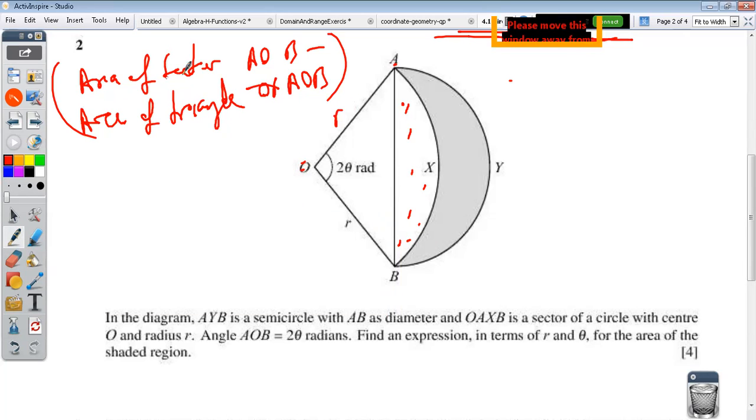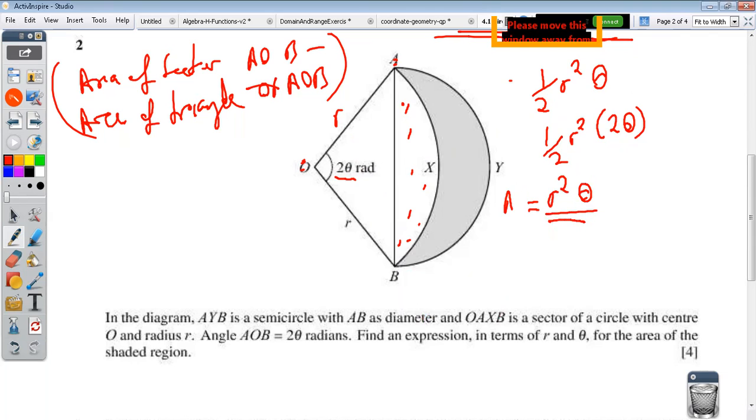Okay, now let's do that. What's the area of the sector first? Use your formula. The area of a sector is half r squared theta. What is our theta now? It is 2 theta. So the area of that sector is half r squared multiplied by 2 theta, because our angle is 2 theta. These 2 cancel, so you are simply left with r squared theta. Making sense so far?